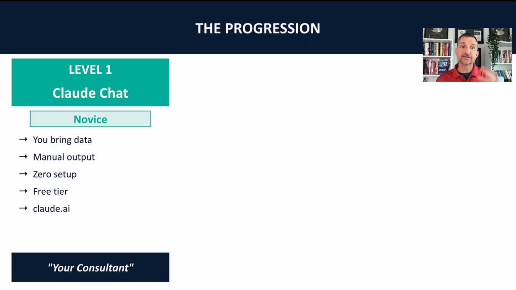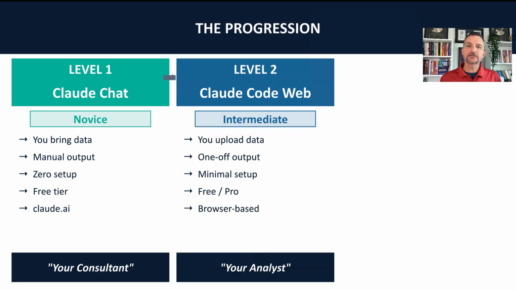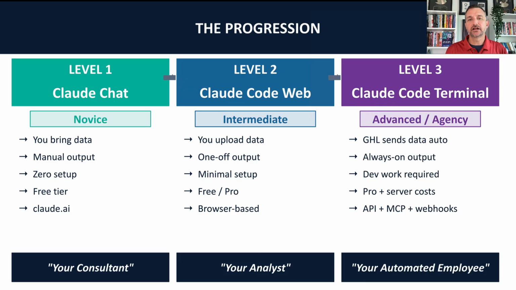So here's the progression. If you're just getting started, you want to start with level 1. This is who I call your consultant, the chat, back and forth, copy, paste, a little bit more work. Level 2 is that Claude Code Web side where we can build projects, but you can upload data, one-off outputs, minimal setup, and it's browser-based. This is the deep analyst. And then lastly is our Claude Code Terminal. This is my favorite part. This is where you can automate an employee to do things for you, right? So depending on where you're at, these are the levels that you want to start with.